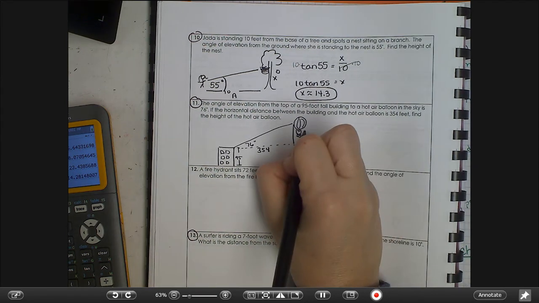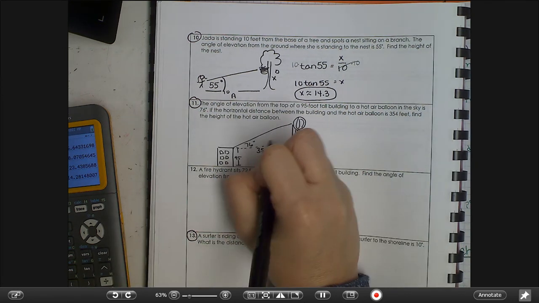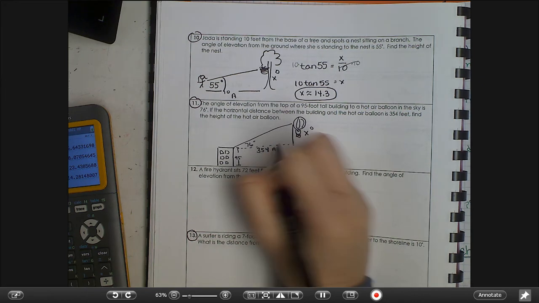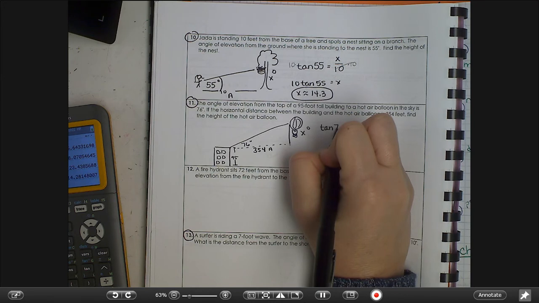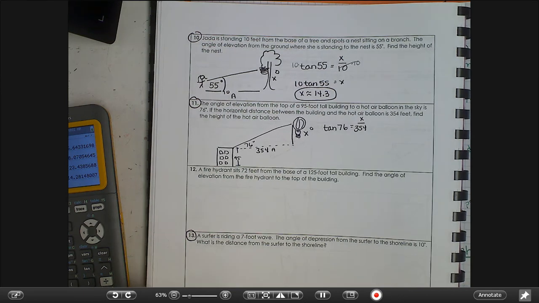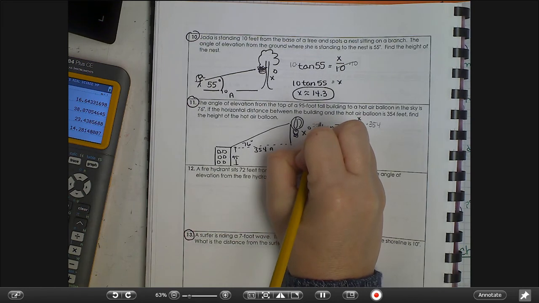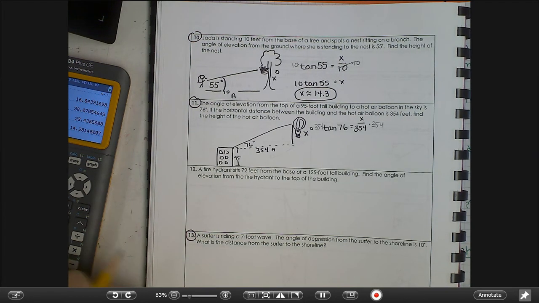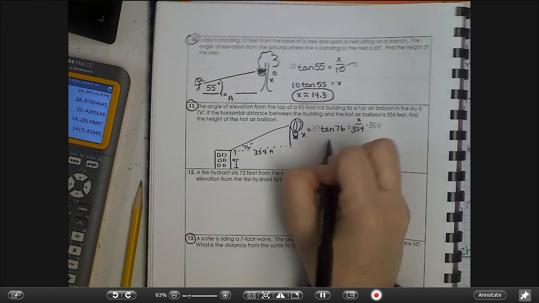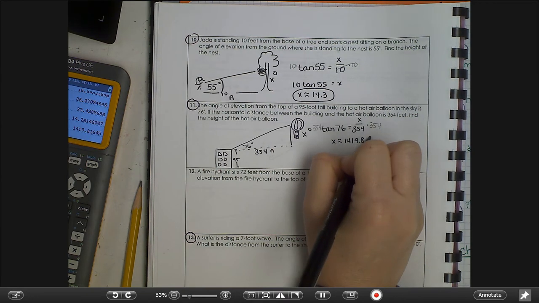And we're going to need to know this piece. How high up is that? So think about which trig function we're going to need to use for that. If you chose tangent, you are correct. So tangent of 76 equals x over 354. Multiply both sides by 354. And 354 times tangent 76 is approximately 1,419.8 feet.